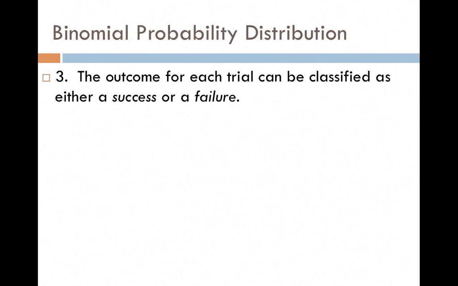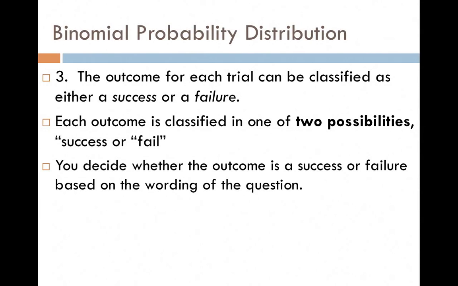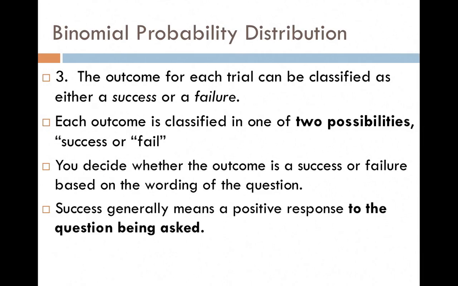The third rule for a binomial experiment is that each outcome for each trial can be classified as either a success or a failure. Let's look at some examples. You decide whether the outcome is a success or failure based on the wording of the problem. Now we're going to have quite a few examples in this chapter, so you'll get practice classifying something as either a success or a failure. Success generally means a positive response to the question that's being asked, and we'll see examples of what that means.